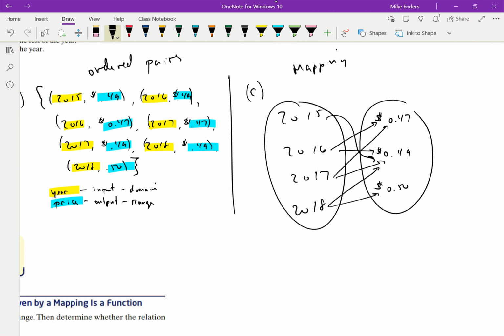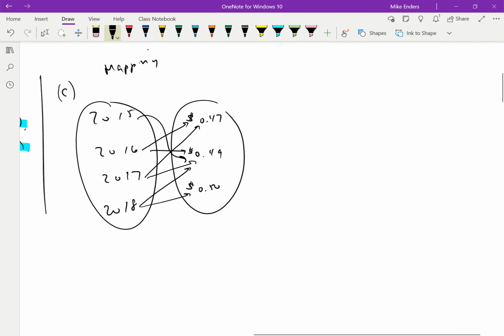So given any particular year, we can follow the arrows to see where it went. In 2015, it only had one arrow going off of it. It was only 49 cents. It was 49 cents the entire year. In 2016, however, we had two prices. For part of the year, it was 47 cents. Part of the year was 49 cents. Same thing with 2017, 2018, with different costs throughout the different years. And so that is what we have, a map. So the ordered pairs and the map tell us the same data, they're just described differently.